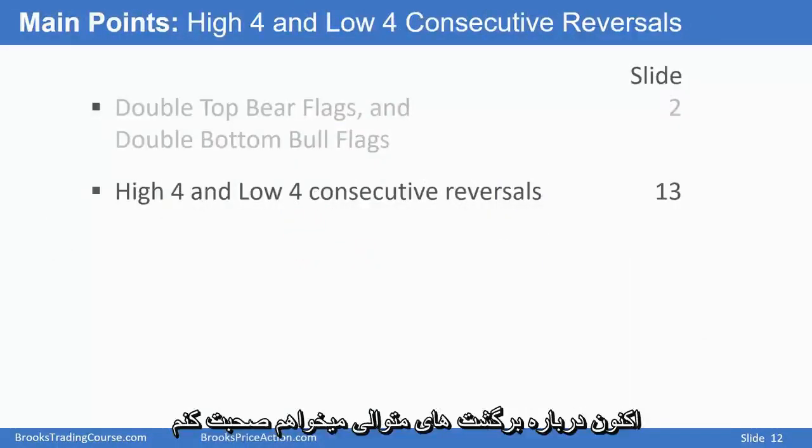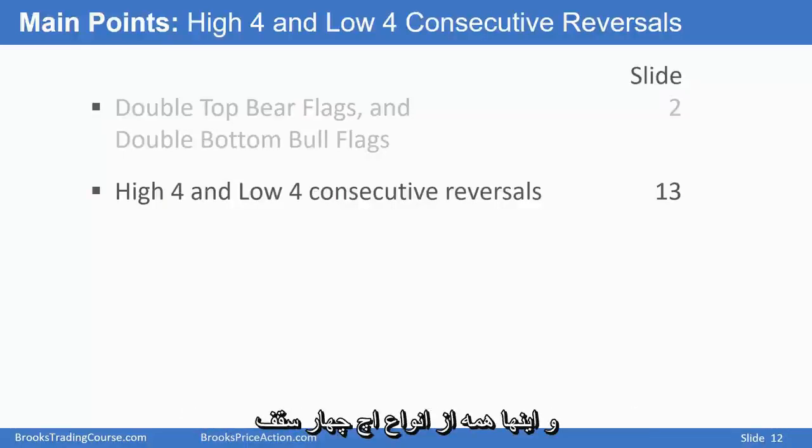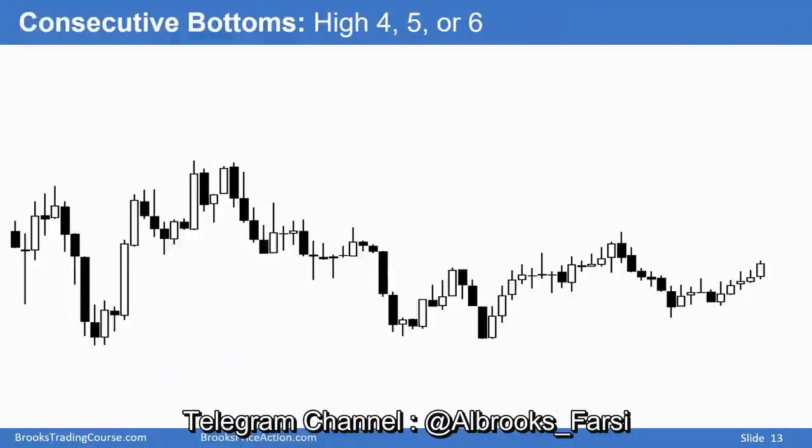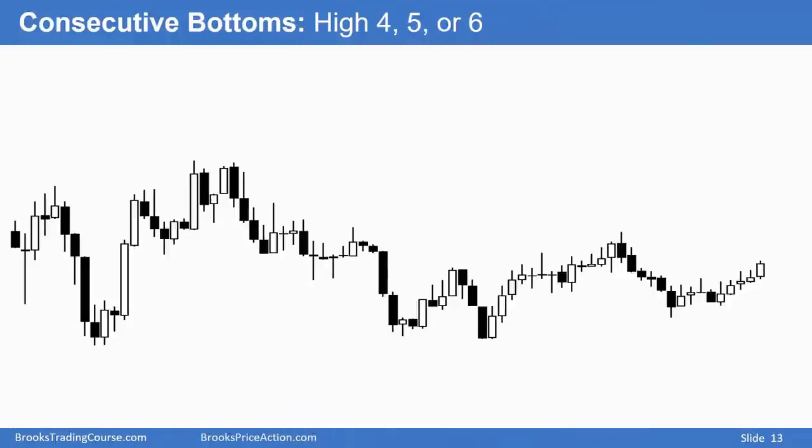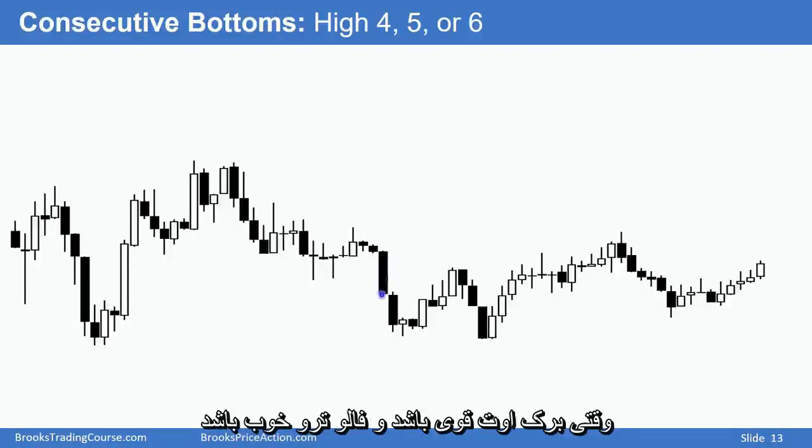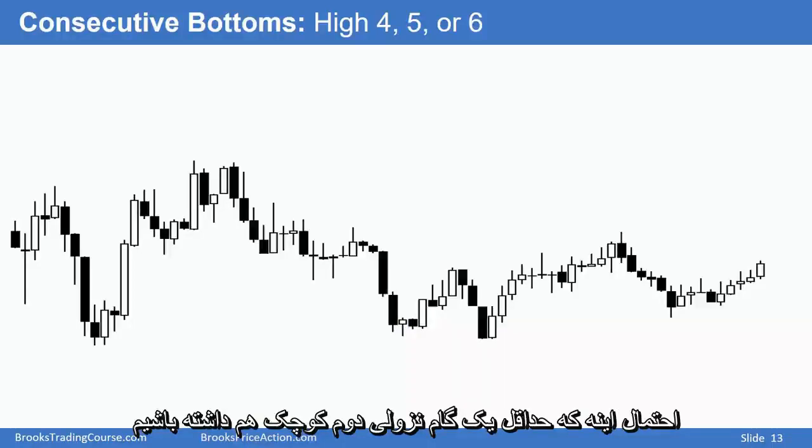I am now going to talk about consecutive reversals, and they are all variations of a high 4 top or a low 4 bottom. It's pretty common for the market to try to bottom, like right here, we're trying to get a wedge bull flag, 1, 2, 3, yet then the bottom fails. When the breakout is strong and there's pretty good follow through, the odds are there'll be at least a second small leg down.